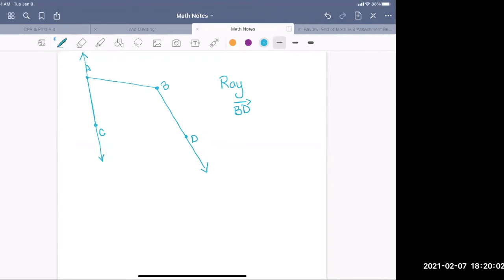Now, before with line AC and CA, we could write it either way. However, we cannot write ray BD as ray DB. Why do you think that is? Think about it. Hopefully, you said that we can't label it ray DB because the arrow is pointing in this direction and not past point B.